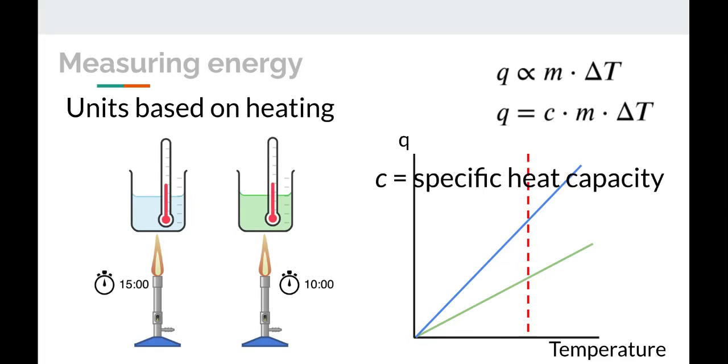That's called the specific heat capacity. So this blue substance has a greater resistance to temperature change. It takes more energy to raise that substance to the same temperature than the green substance. So the green substance has a lower specific heat capacity. So that's the constant of proportionality that turns this general proportionality into an equation.